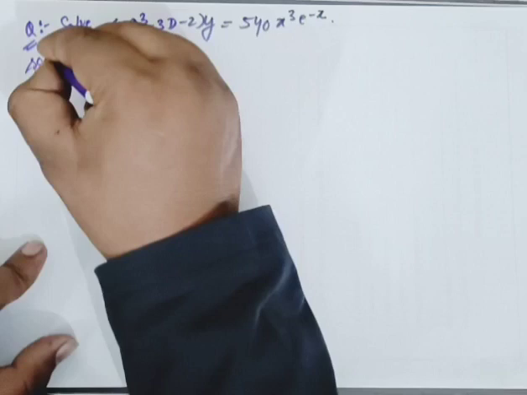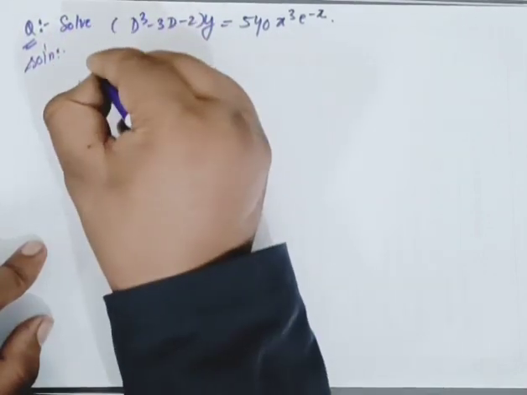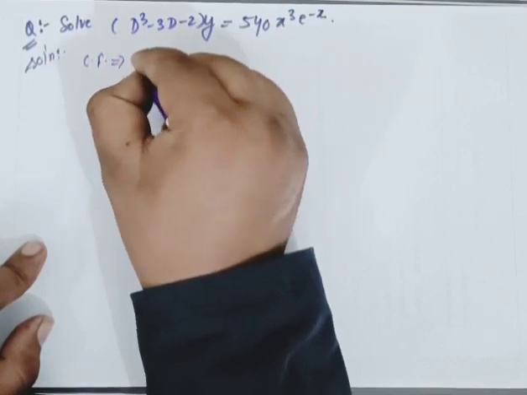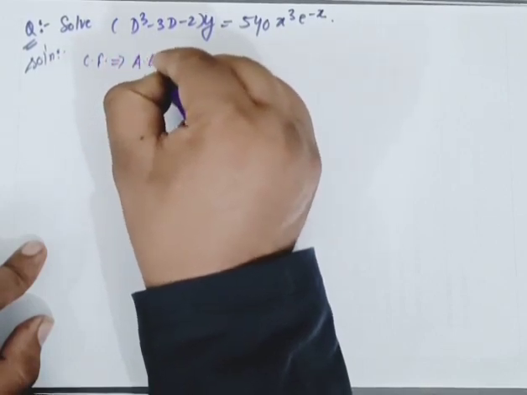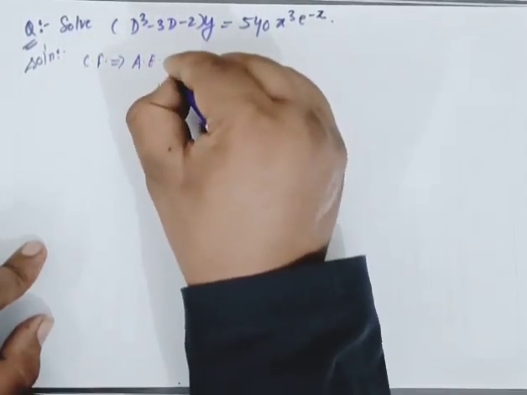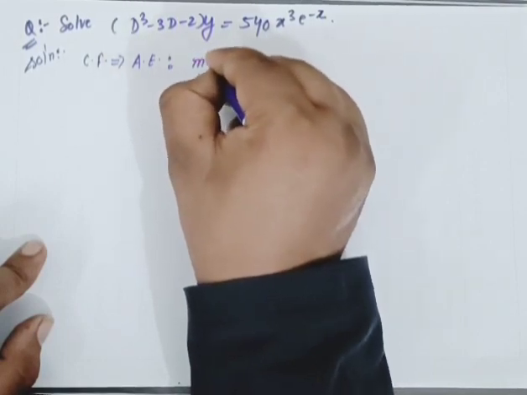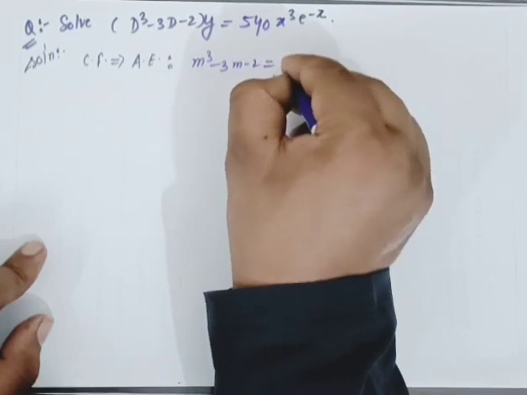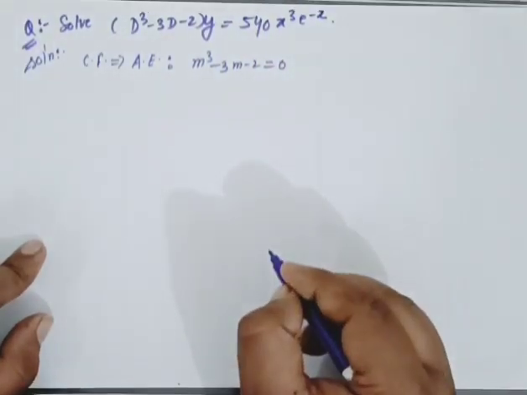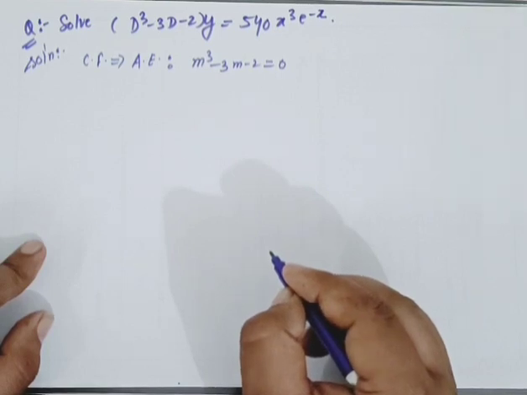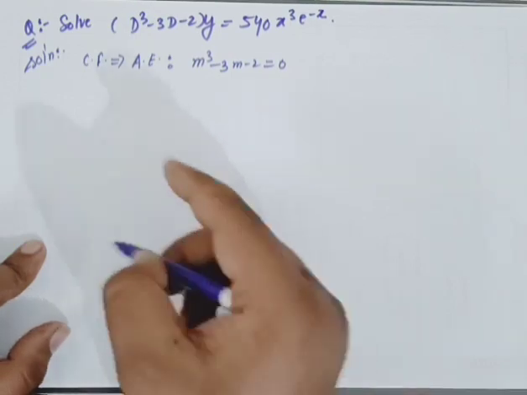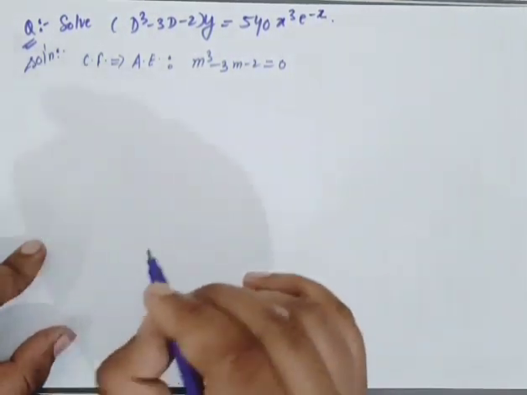So first of all we need to find the complementary function. To decide the complementary function we need to calculate the auxiliary equation first, okay. What about the auxiliary equation? So the auxiliary equation is m to the power 3 minus 3m minus 2 is equals to 0. Now here we need to find the roots of this polynomial, this auxiliary equation.